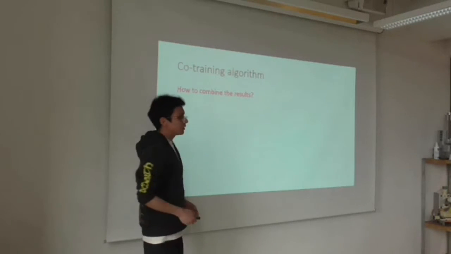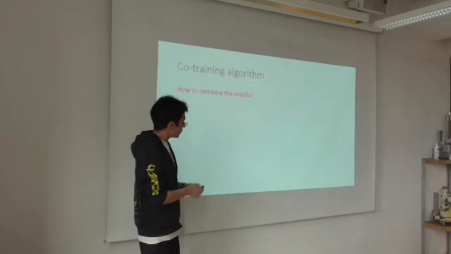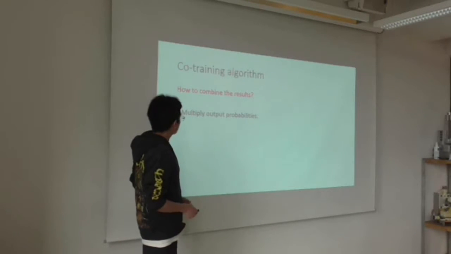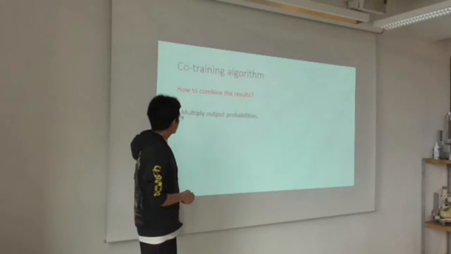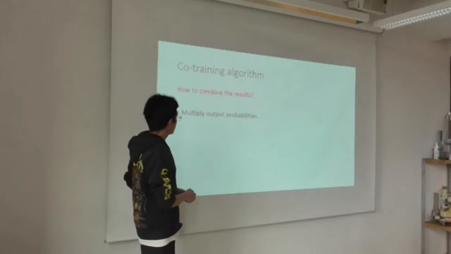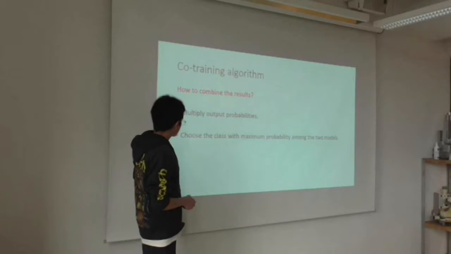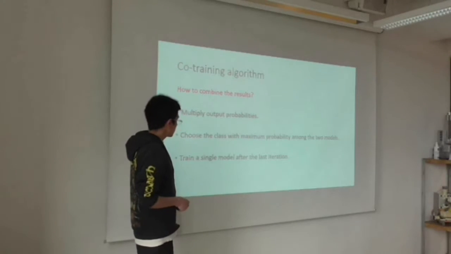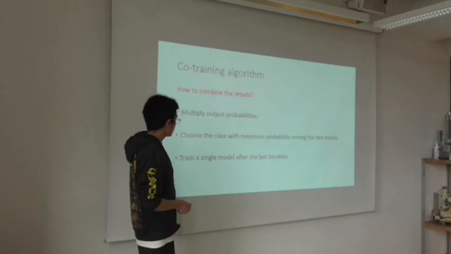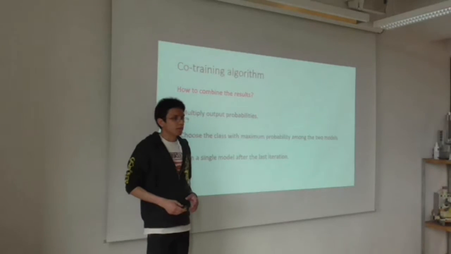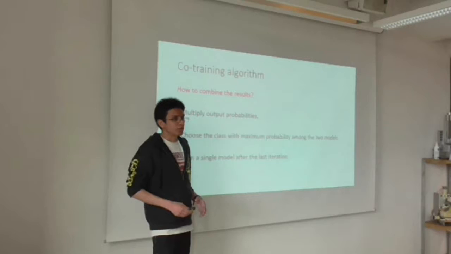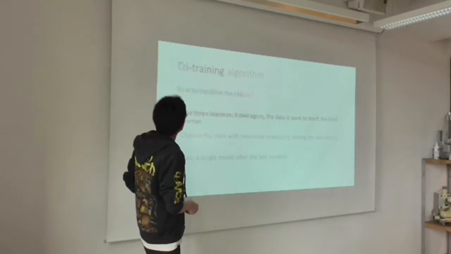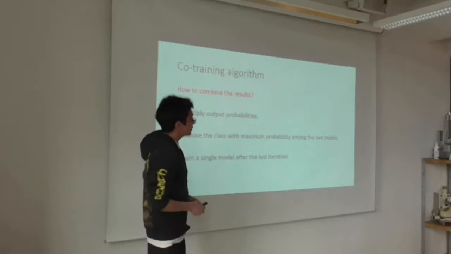So how can we combine the results once the iterations are done? Well, as I mentioned before, we can also multiply the output probabilities for both of the classifiers and for each of the predictions, and just select the one with the maximum probability. Or you can also choose the class with the maximum probability among the two models. Or you can, in the final iteration, just train a single model with the union of both data sets, in the case if you decided to implement two different training sets for both of the classifiers. So any questions?